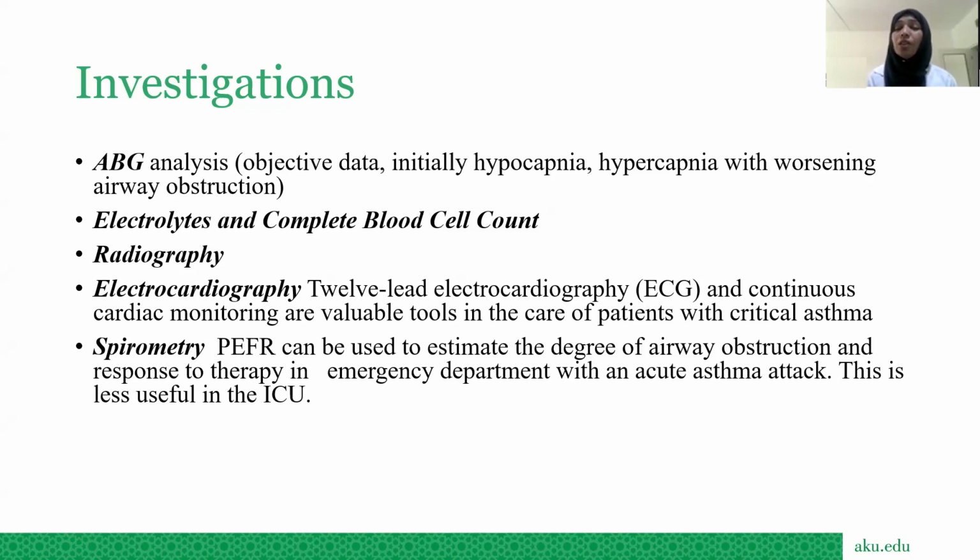Electrolytes and complete blood count can be done for any underlying infection. Radiography is usually not needed to diagnose asthma. But if you are considering that the patient has consolidation or pulmonary edema, then a radiograph can be obtained. Electrocardiography is usually required for patients who are admitted in the PICU with critical asthma and/or on asthma therapy. Spirometry with the peak expiratory flow rate is used to estimate the degree of airway obstruction in response to therapy. But this is used more in the emergency department with an acute asthma attack, and is less useful in ICU patients.